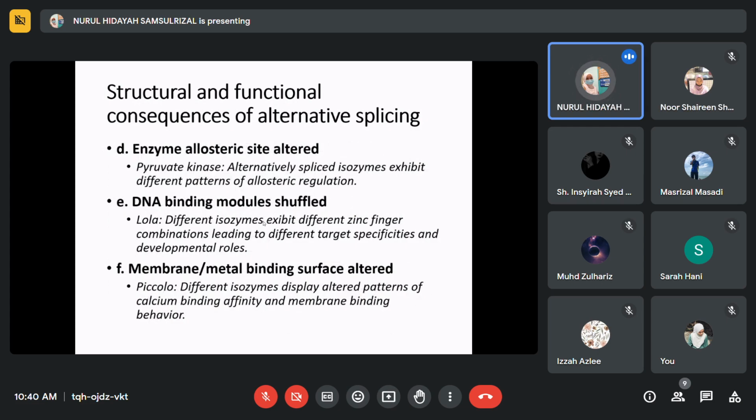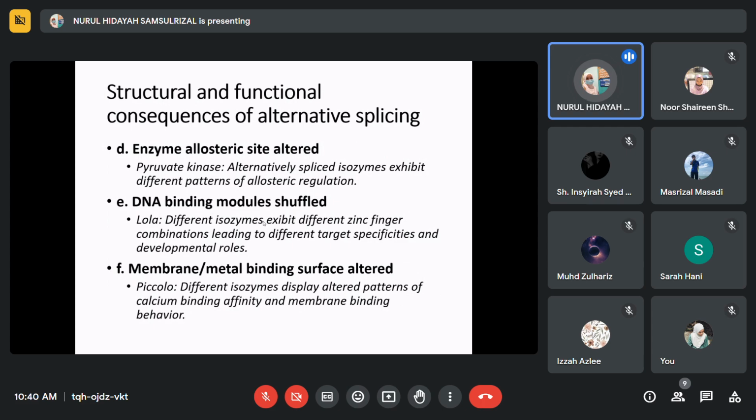Kamu mungkin kata okay, kita ubah dekat DNA yang paling teruk. Kita kata we change the DNA structure, it will totally change the structure of the transcript, the structure of the protein. Kita punya konsep kita faham macam tu. But actually the structure and the function of the alternative splicing juga will affect benda lain. Juga is important. Okay, we need to consider this one.